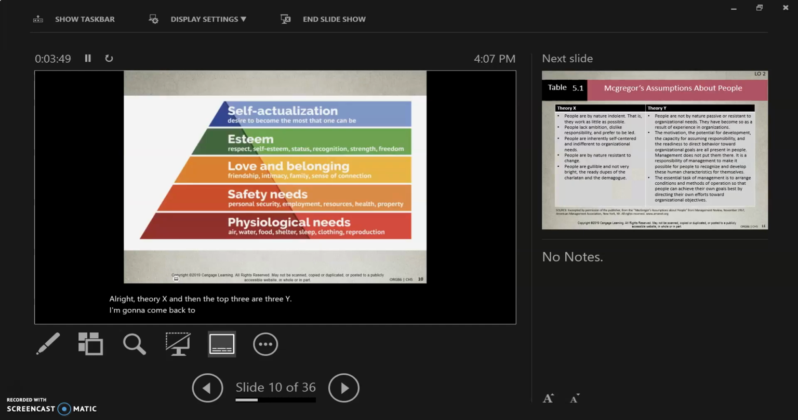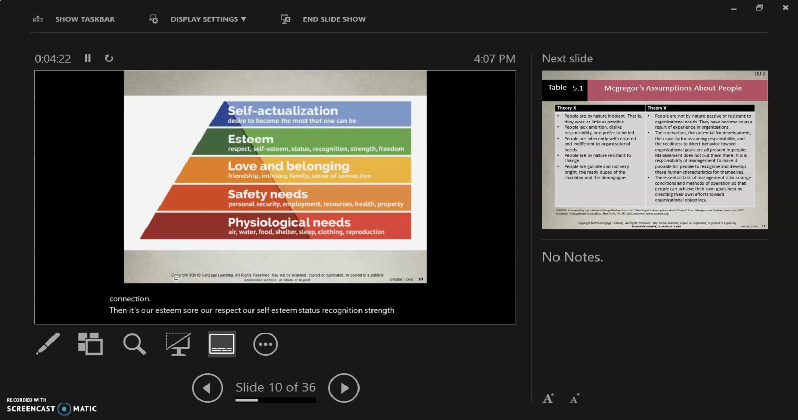Our physiological needs are those needs such as the need for air, water, food, shelter, sleep, and clothing, literally our most basic needs. Our safety needs are next, and that's our security, employment, resources, health, and property. The next level is love and belonging: friendship, intimacy, family, a sense of connection. Then it's our esteem: respect, self-esteem, status, recognition, strength, freedom.